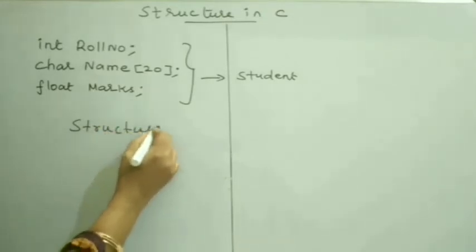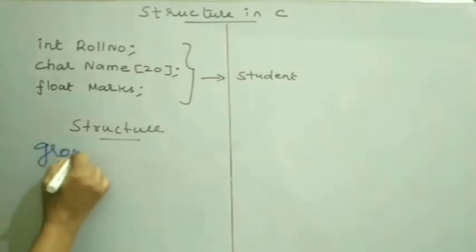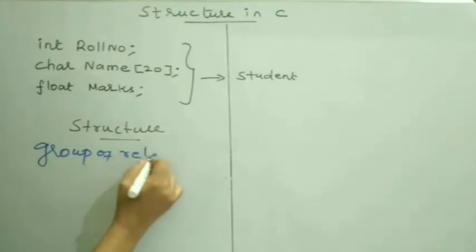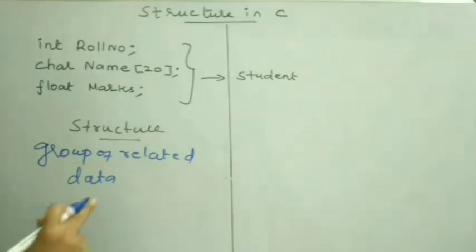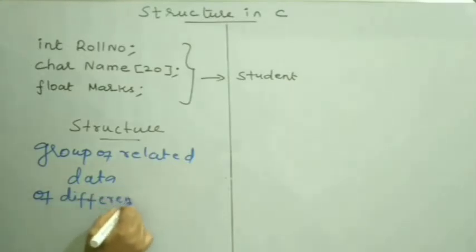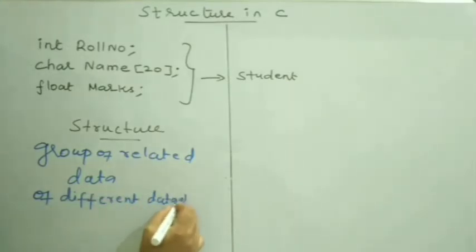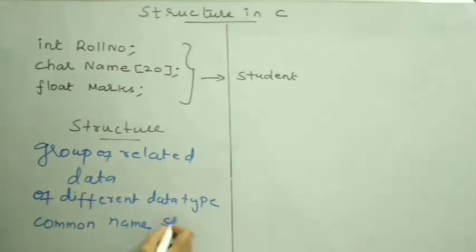Basically, how is the structure defined in C? Structure refers to a group of related data. Data are values or data items of different data types, grouped under a common name called structure.